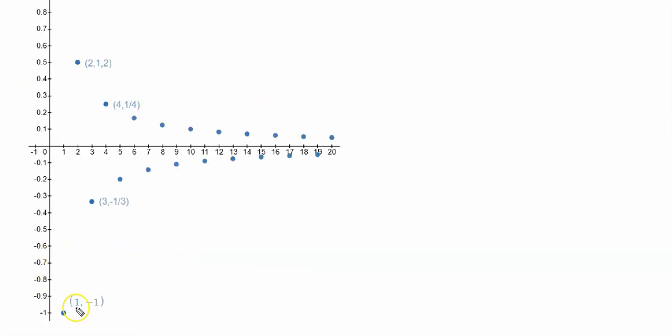So notice down here we have 1, -1, that point plotted, that's down here. Then 2, 1/2 is up here. Notice that the y coordinate here is positive, and that should be a 1/2 right there, not a 1, 2. And then down here is 3, -1/3, 4, 1/4. The next one would be 5, -1/5, 6, 1/6, and so on. And you see how we generate this graph.